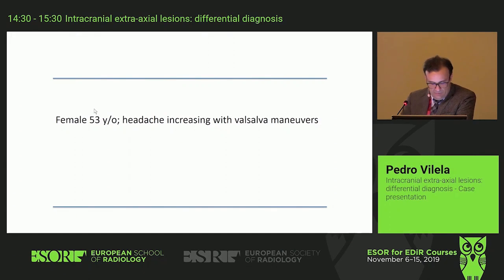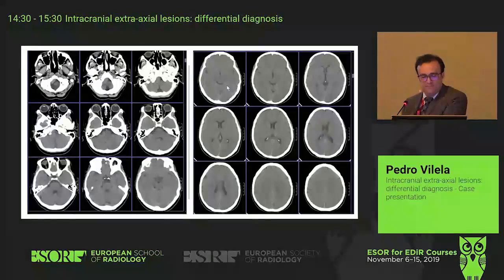So maybe you have just 1 minute. Okay. Female, 53 years old, headache increasing with Valsalva maneuvers. Where is the problem? The venous system. If it's not in the venous system, where is the problem? Craniovertebral junction. Okay? It's very typical. It is where we have to look.